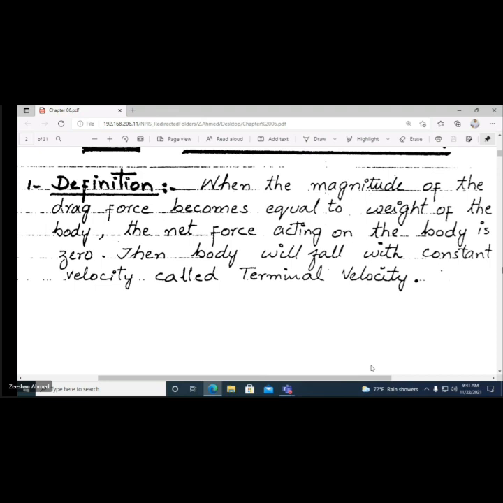Clear? So Nehal, how to define terminal velocity? When the weight of the body becomes equal to the drag force, the total net force becomes zero. The body will fall with constant velocity, and this constant velocity is called terminal velocity. Clear?